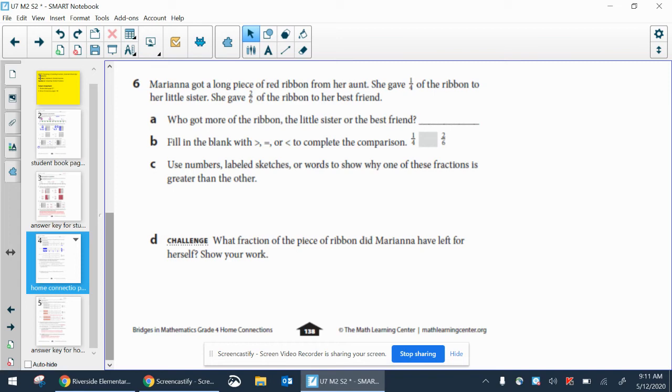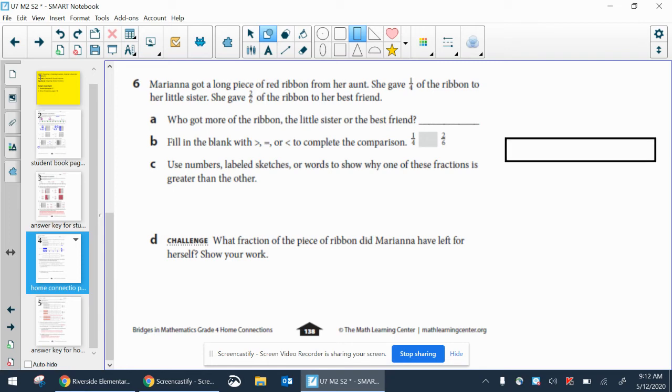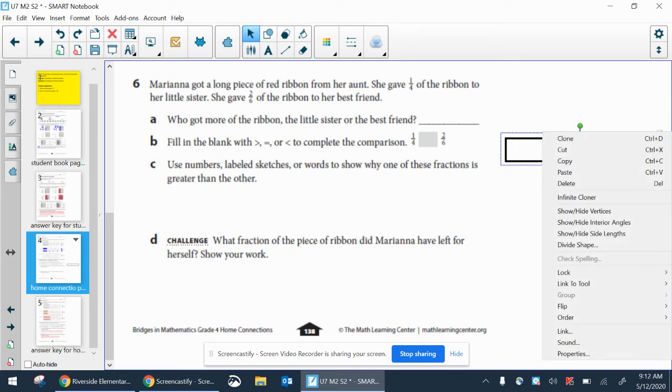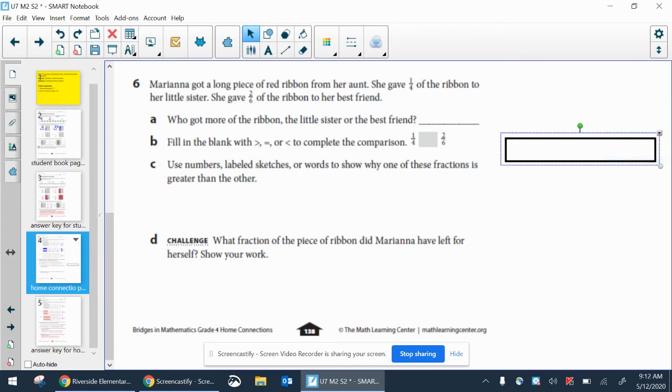So let's explore the fraction strips one. And to make my point, I'm going to go ahead and make a fraction strip to represent this ribbon that Mariana is getting. And what I'm also going to do is make an exact copy. So it is going to be hard freehanding this.